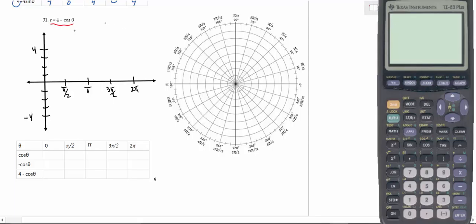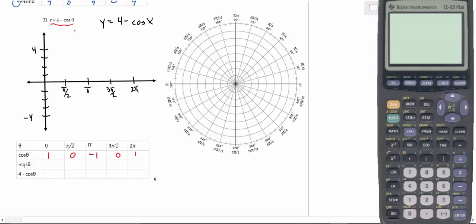We're just going to plot this. What we're doing is just changing the variables. We're not changing it to rectangular. We're just changing the variables, and then we're going to superimpose this graph onto the polar system. All right. So first of all, let's do the cosine. We know the cosine of 0 is 1. Then it goes to 0. Negative 1, 0, and 1.